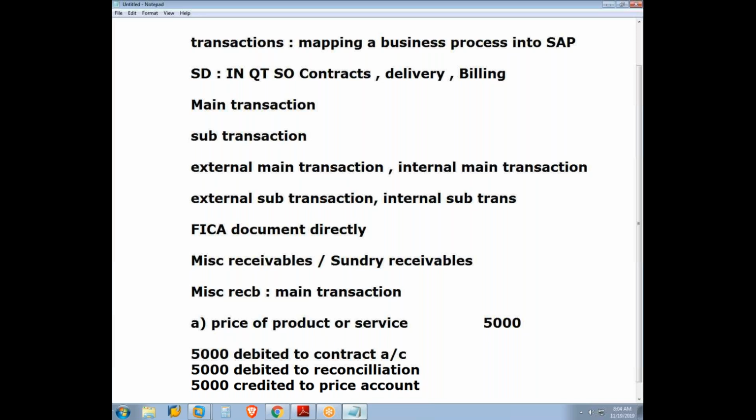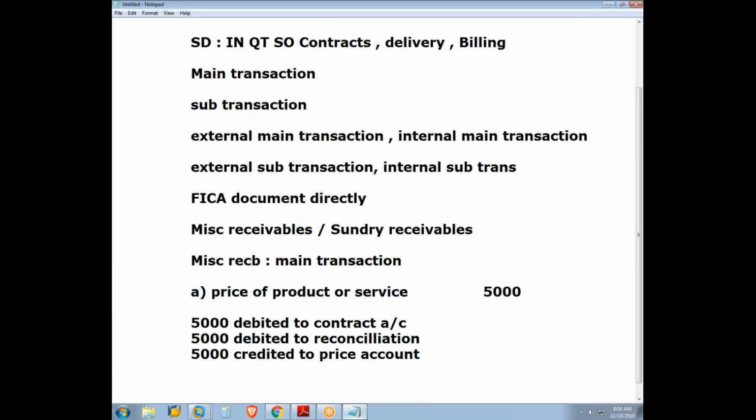That means we are making two important account determinations. The contract account is debited. We know the account already, because of the account only you are preparing the document. So that account will be debited with 5,000. But which reconciliation account in financial accounting do I have to debit, and which revenue account do I have to post the price to? That is what is called account determination. That means for every transaction, you have a main transaction for which the reconciliation account is determined, and for the sub transaction, revenue accounts are determined.